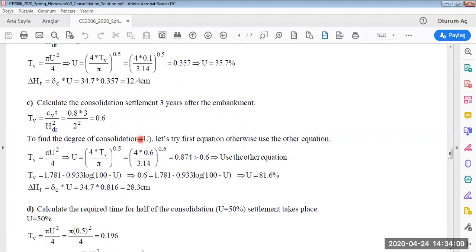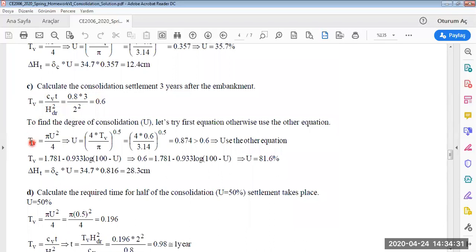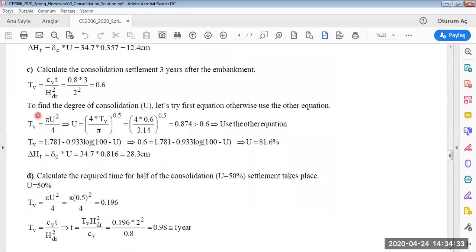Again, the same type of question. We will calculate the consolidation settlements after 3 years. Here is the time factor for 3 years. It's given as years, so we can use it directly. And the drainage path is 2. We calculate the time factor. Now, let's try the simple one. We don't know which formula is suitable for our situation because we don't know the degree of consolidation. Let's start with the simple one.